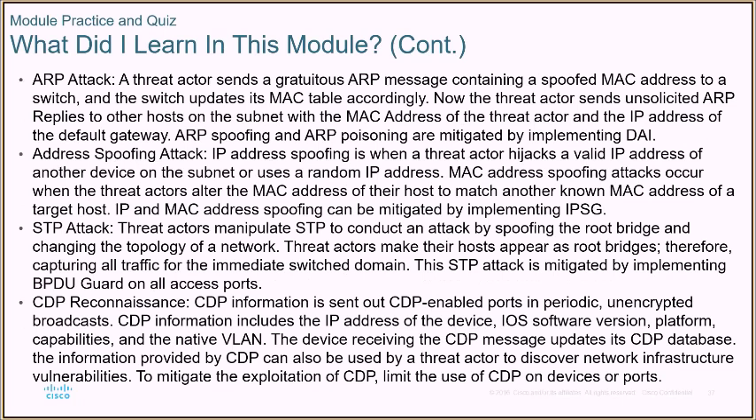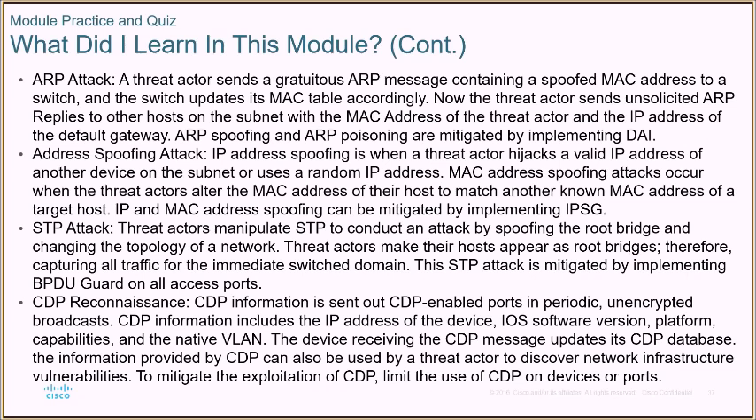ARP attacks are where a threat actor sends a gratuitous ARP message containing a spoofed MAC address to a switch. The switch updates its MAC address table accordingly. Now the threat actor sends unsolicited ARP replies to other hosts on the subnet with the MAC address of the threat actor and the IP address of the default gateway. ARP spoofing and ARP poisoning are mitigated by DAI.